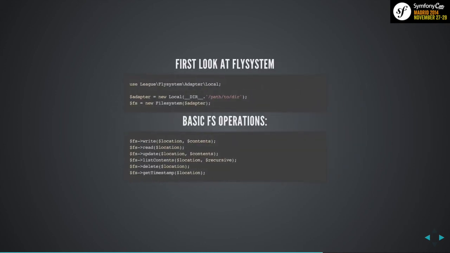So if you look at Flysystem, it's pretty easy. We instantiate it like this. We use the local adapter. We say at what root the adapter resides, so what its base path is. And then from there, you can do basic file system operations. So we write and we read, we update, we list contents and we delete, and it's a pretty simple API.